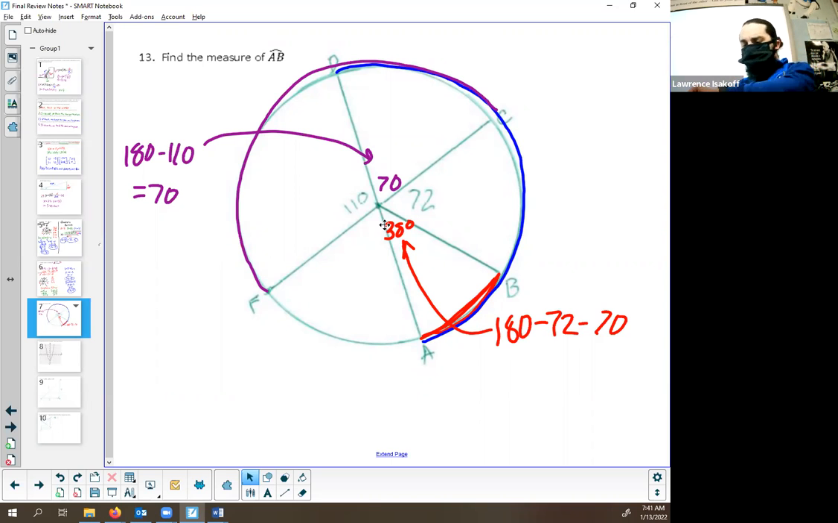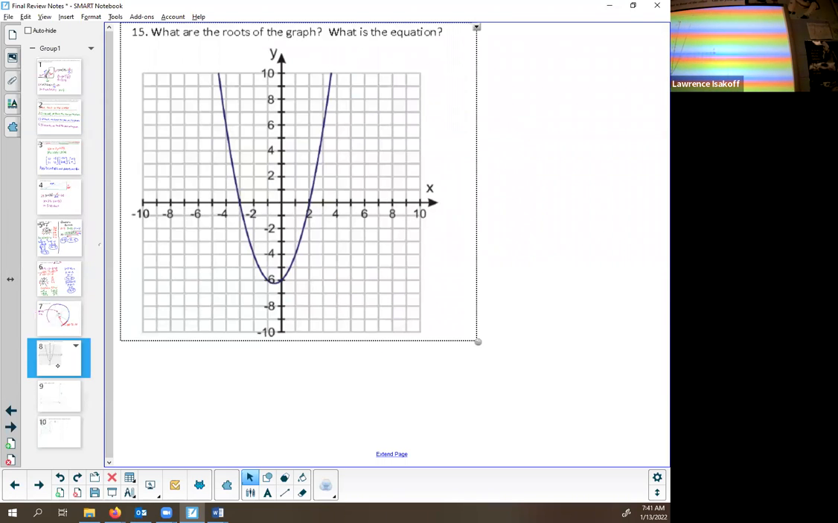Any questions on that one? Okay. Looking at the time, I have time to go over one more with you guys. We'll go over 15, where we're just finding the equation of this graph. So first it asks what's the roots, and then what's the equation? So first I want to know where it crosses the x-axis. It crosses at -3, so this point's -3, 0. And then this point over here is 2, 0.